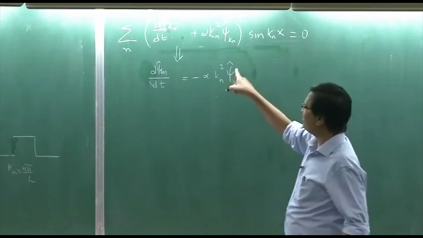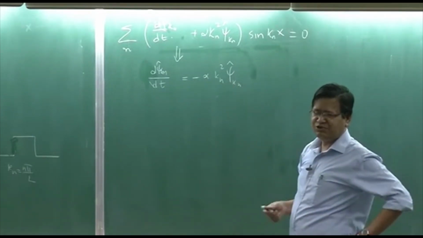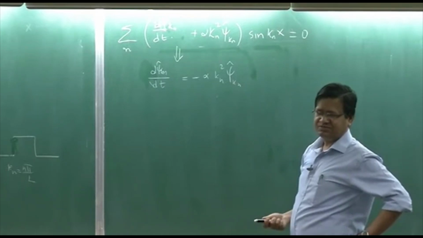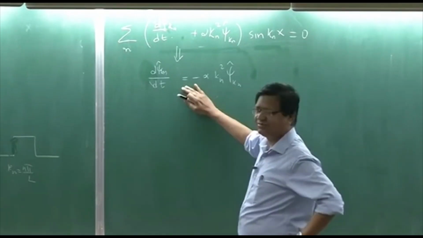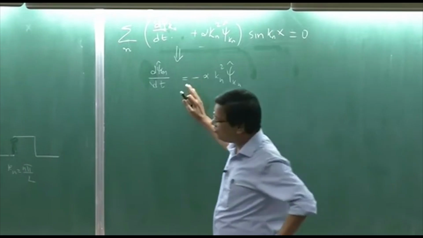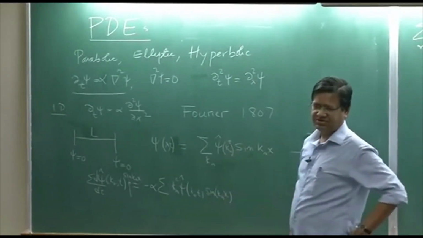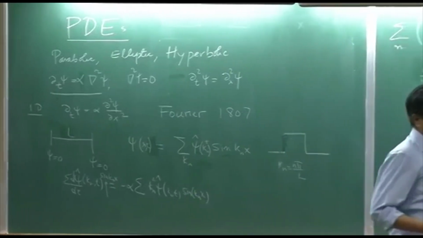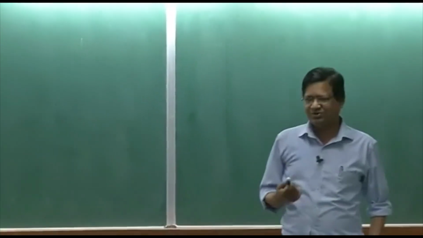So that is the Fourier transform. I have converted my partial differential equation into ODEs. They have become ordinary differential equations, and how many of them? Infinite of them. So n goes from 1 to infinity for this case. But I have succeeded in converting PDEs to ODEs.